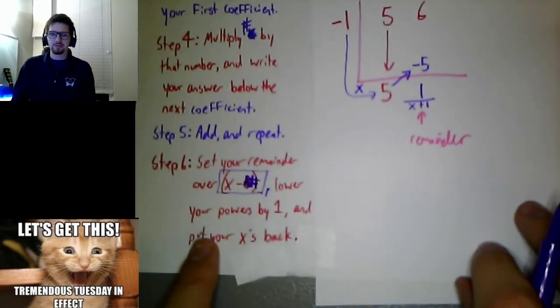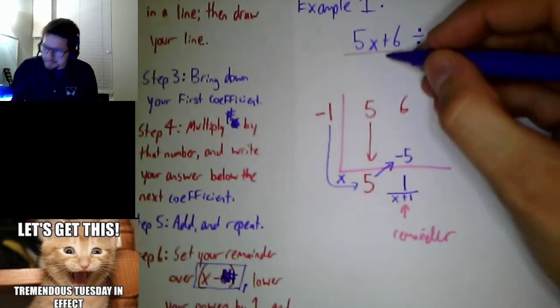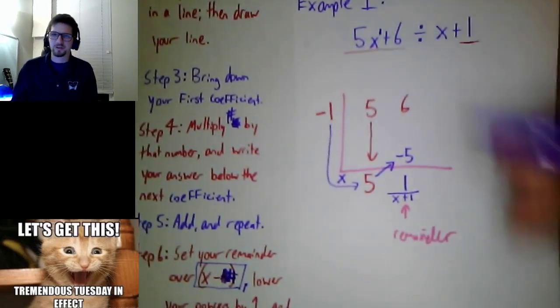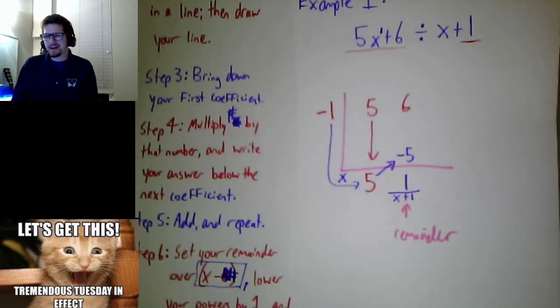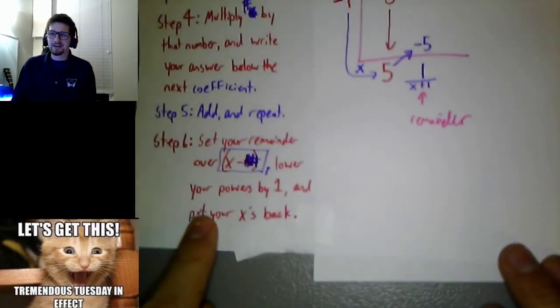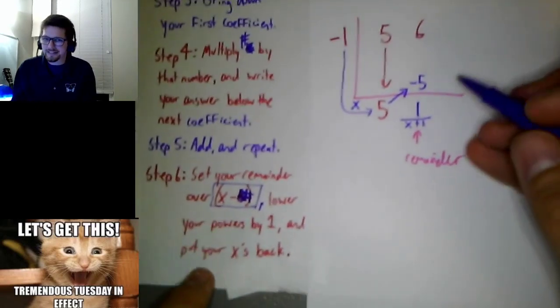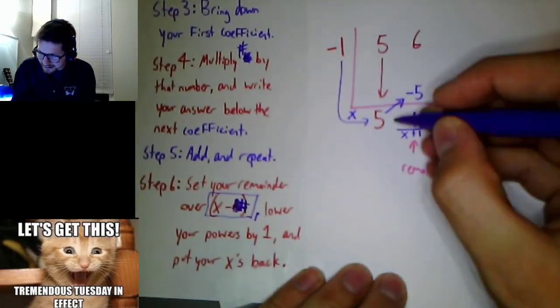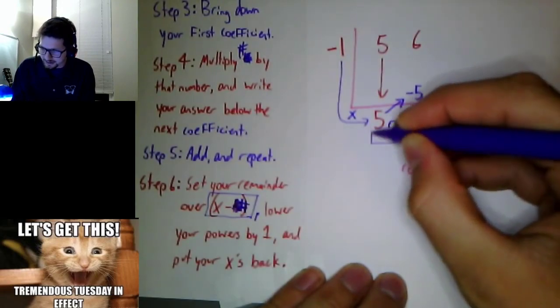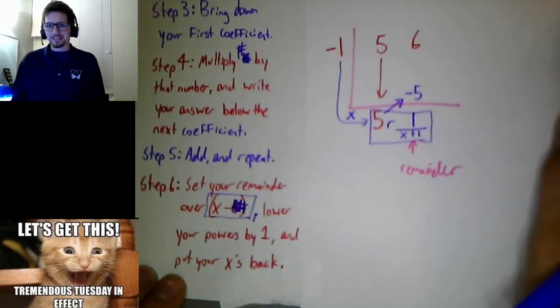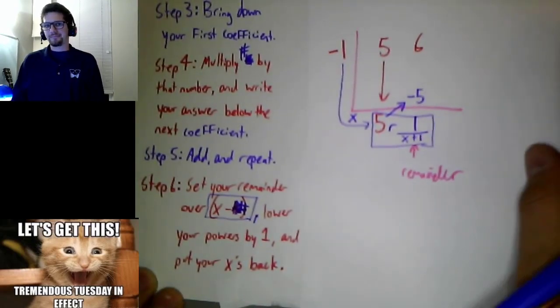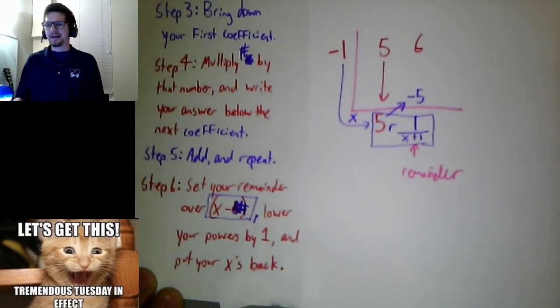Lower your powers by 1. What was my power of x? X to the 1. So I would lower that by 1, x to the 0, which means I don't have an x anymore. So I don't have anything to put back. So my answer ends up being 5 remainder 1 over x plus 1. But let's do this a couple more times, and hopefully you'll get a sense of the pattern.